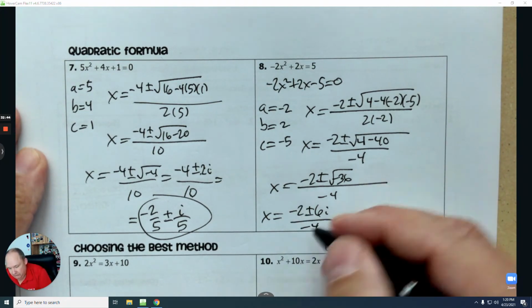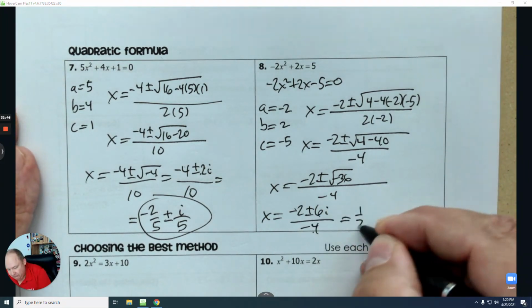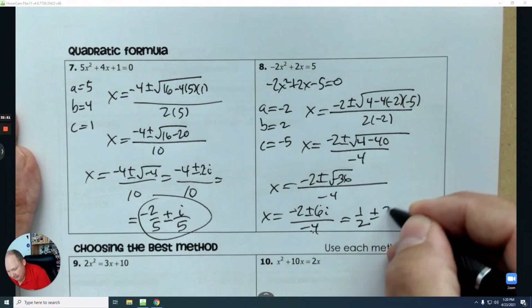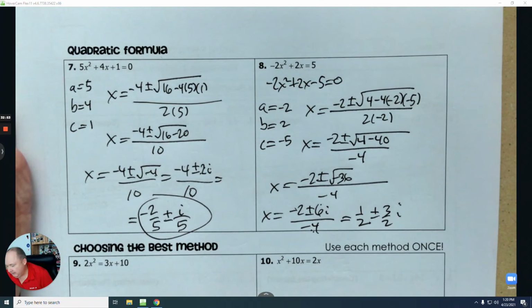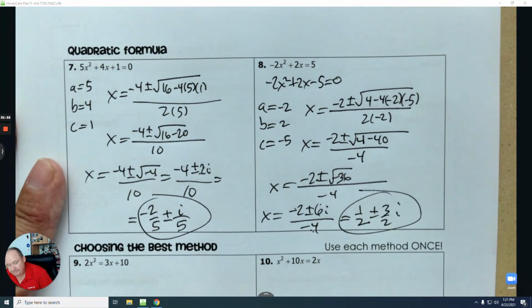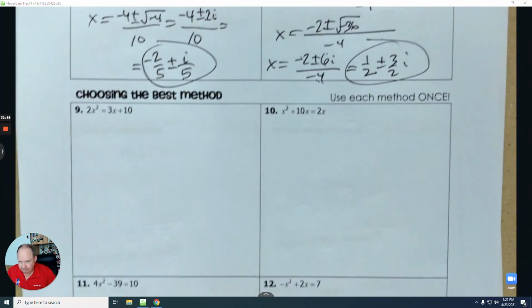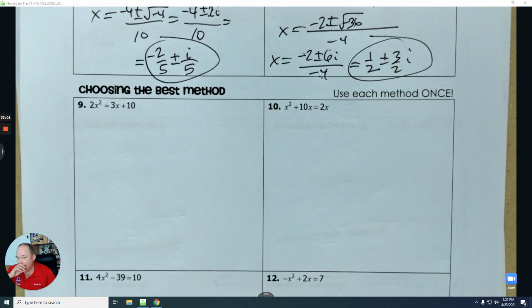And then reduce it down. Negative 2 divided by negative 4 is 1/2, and 6 divided by 4 is 3/2, both positive and negative, and an i. Now, the last 4, you get to pick. Which is the best method?